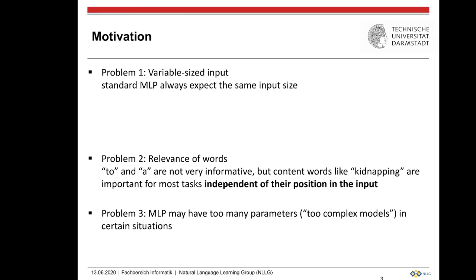The second point is that in multilayer perceptrons, every neuron in the first layer is connected to every neuron in the following layers. But we know many words in a sentence are not very informative, so we don't want to connect these unnecessary words to the following layers. The last point is that multilayer perceptrons always have too many parameters, so we cannot train such models on some languages for which we don't have much data available.